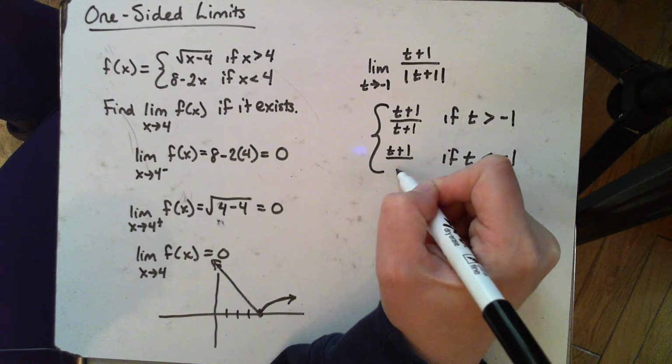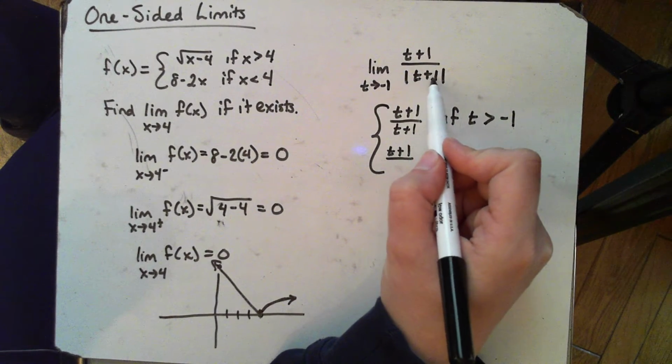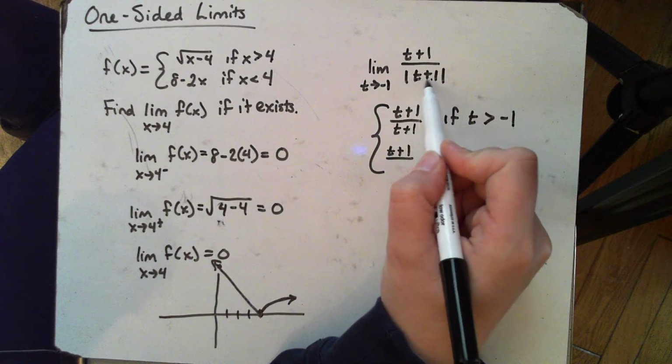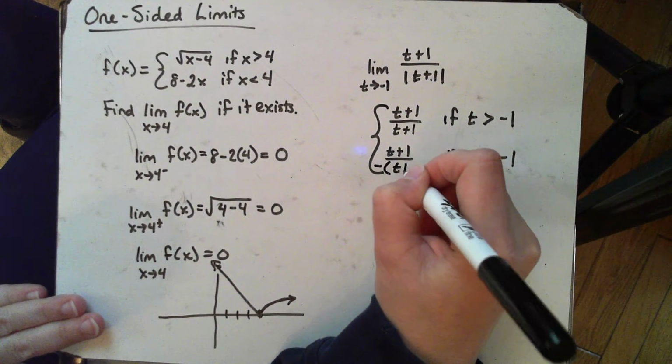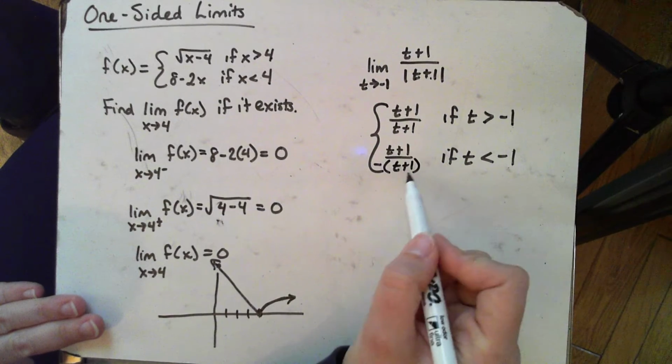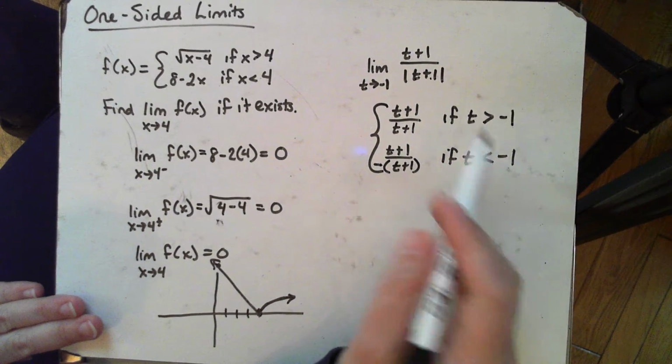Now, down here, if I put in numbers that are less than -1, like -2, I'm going to get a negative answer. -3, I'm going to get a negative answer. So this is the opposite of t plus 1. Okay, because you would get a negative answer and then make it positive. So that's how this works.